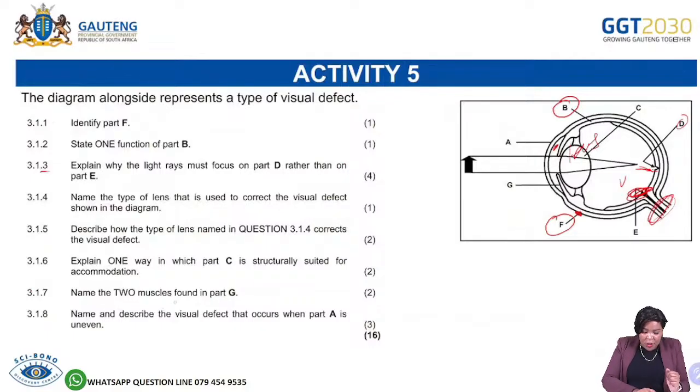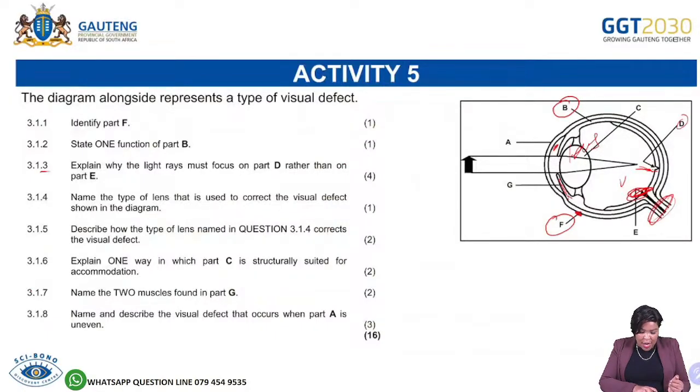Now, name the two muscles found in part G. This is our part G. This is your iris. Part G is the iris. So what muscles do you find there? Remember, you spoke about the radial muscles and the circular muscles, and they play a role in pupillary mechanisms. As the one contracts, the other one relaxes. So they work antagonistically, to change the size of the pupil for light to come through, whether in dim light or in bright light.